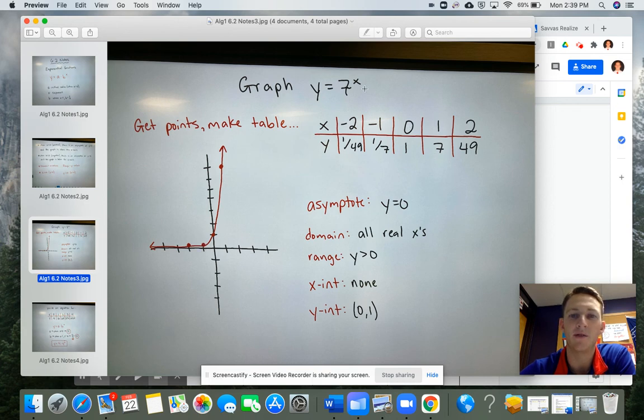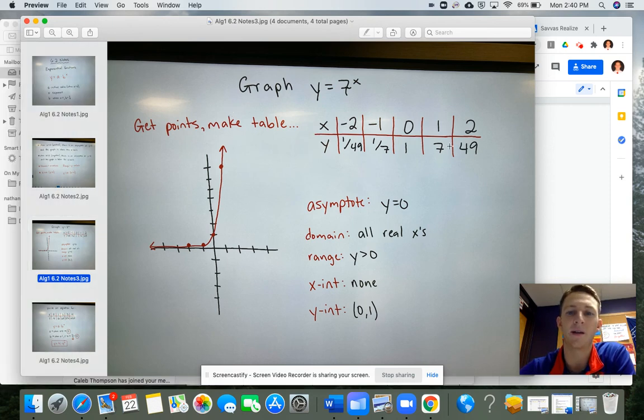Anything to the power of 0. So if we take an x value of 0 and plug it in for this, it'll be 7 to the 0 power, which is just 1. So that'll be our y-intercept at 0, 1. And then we also can plug in 1, so we know the y value would be 7. And if we plugged in a 2, that's 7 squared, that's 49. So you can see that this graph goes up really, really fast after it kind of turns the corner around the y-axis.